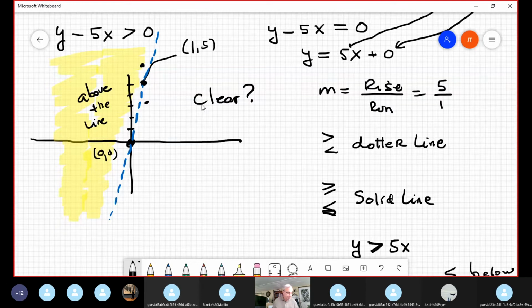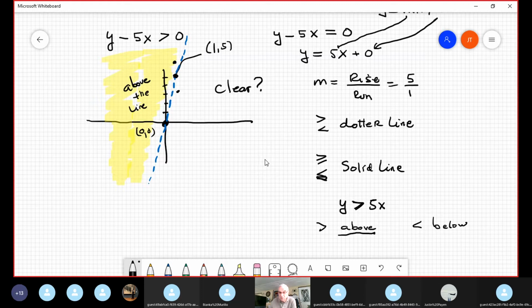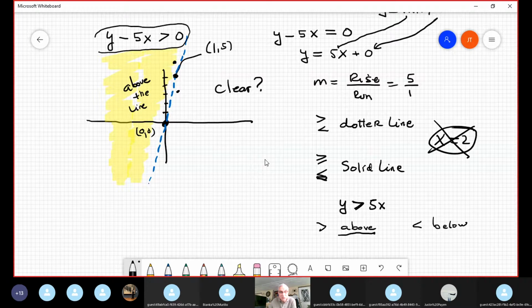Clear or not clear? Professor, I still don't know what I need to highlight. Okay, Miss Oliveira, look, the part that you highlight represents graphically the solution for this inequality. Remember, this is two-dimensional. In two dimensions, we don't have one value, you have a bunch of values. Any point inside the yellow part, when you plug it in here, the statement is true and satisfies this inequality.